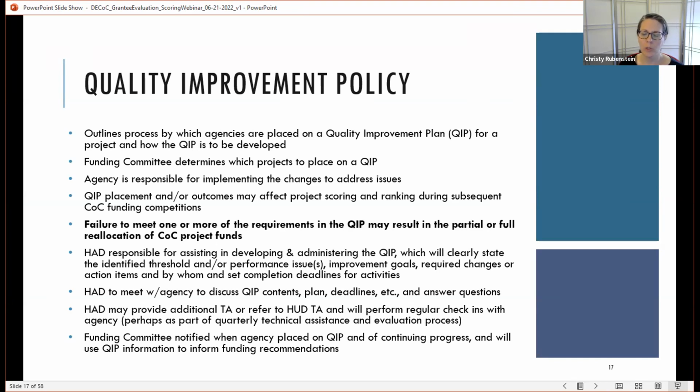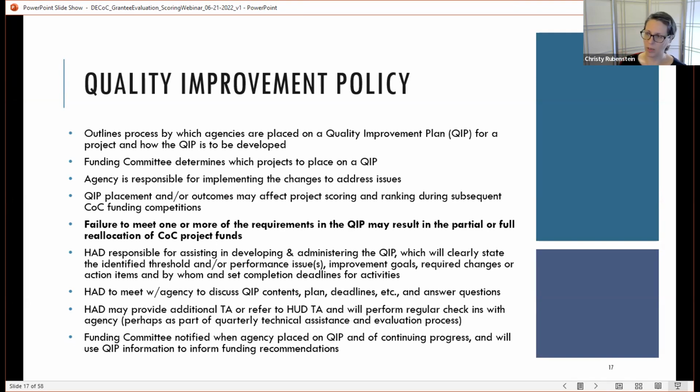HAD's responsibility is really in developing and administering the QIP in conjunction with the agency, right? But that includes clearly stating whatever the issues are that need to be addressed, identifying improvement goals, stating action items that need to be completed, who needs to complete them and by when. And then HAD is also charged with meeting with the agency to discuss the QIP, to answer questions.